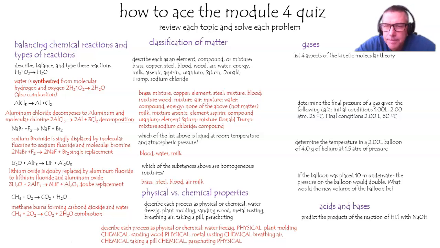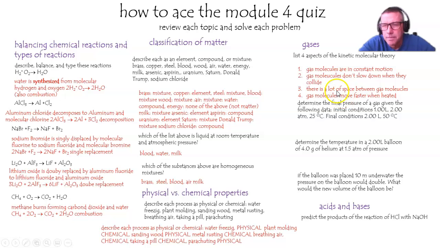List 4 aspects of the kinetic molecular theory. 1. Gas molecules are always moving. 2. When they bump into each other, they don't slow down. 3. They go faster when you heat them up. And I don't remember number 4. Oh, there's a lot of space between them. Absolutely. It's mostly just empty space between those molecules. Good.